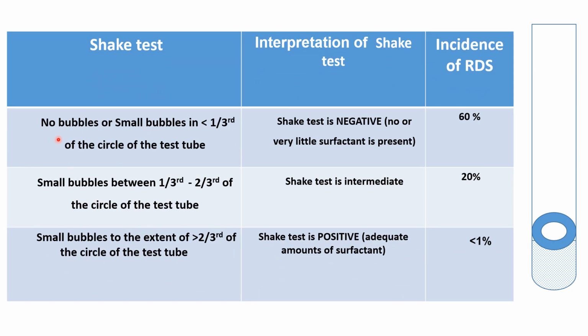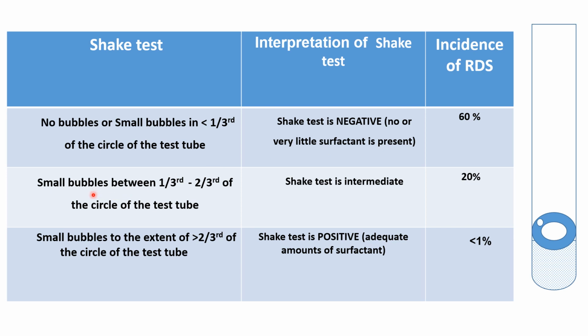If there is no bubble, or if small bubbles are formed in less than 1/3 of the circle of the test tube, we will label the shake test as negative. No or very little surfactant is present, and 60% of preterm neonates will develop RDS if the shake test is negative.